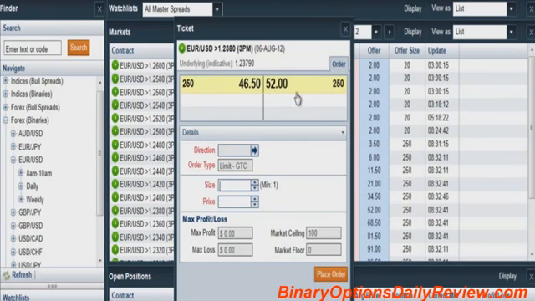I could pay $52 for this particular trade, which would mean I would make $48 profit if I won the trade. So in that case, I would be making $48 or 92% on my money if this particular trade won. Now if it finishes below 123.80, then I would lose the trade, and the trade would expire at 0.